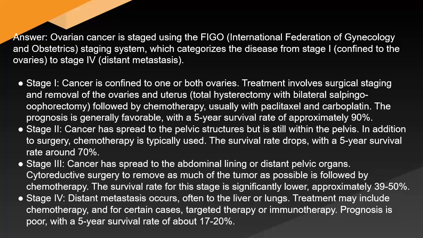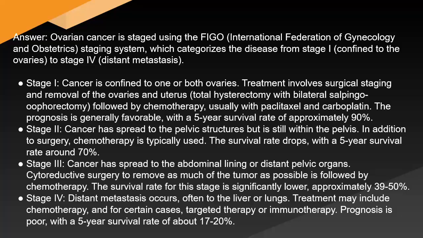In addition to surgery, chemotherapy is typically used. The survival rate drops, with a 5-year survival rate around 70%. Still in stage 3, cancer has spread to the abdominal lining or distant pelvic organs. Cytoreductive surgery to remove as much of the tumor as possible is followed by chemotherapy.